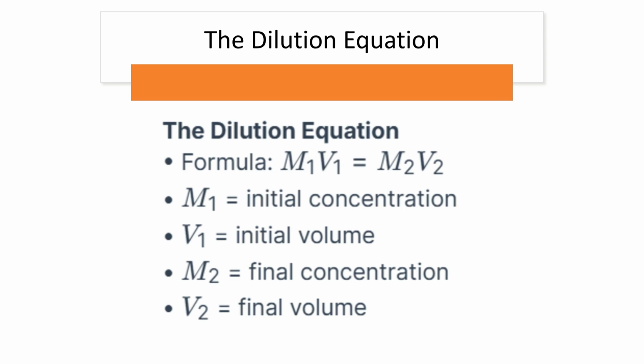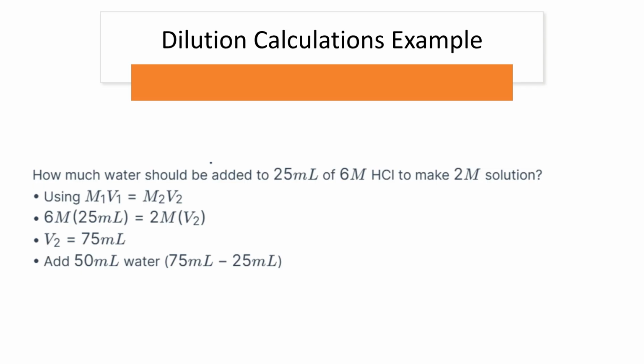The dilution equation is a crucial tool in solution chemistry. It relates the initial and final concentrations and volumes during a dilution process. This scene provides an example illustrating dilution calculations. It demonstrates how to apply the dilution equation to a practical scenario.